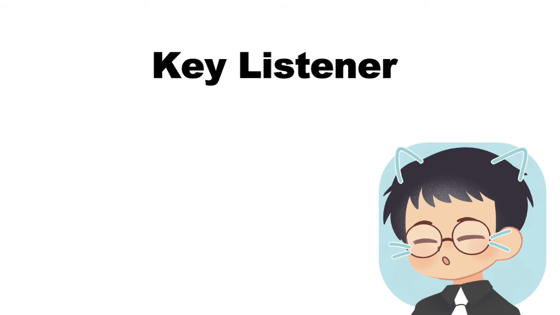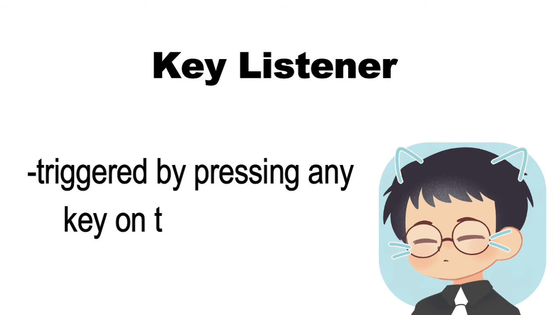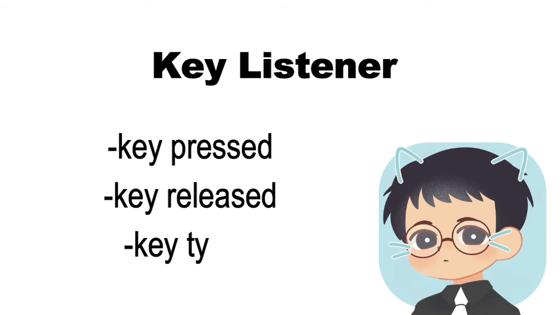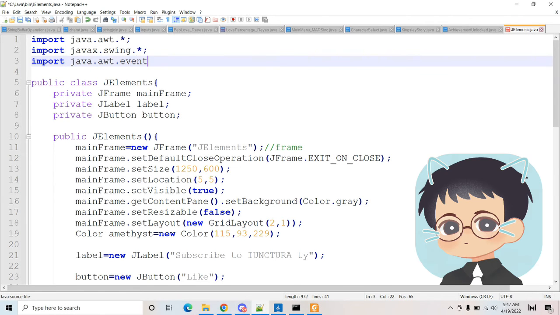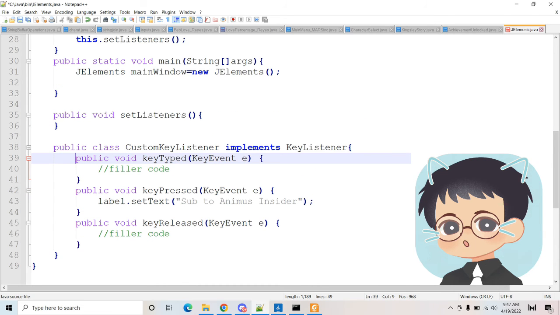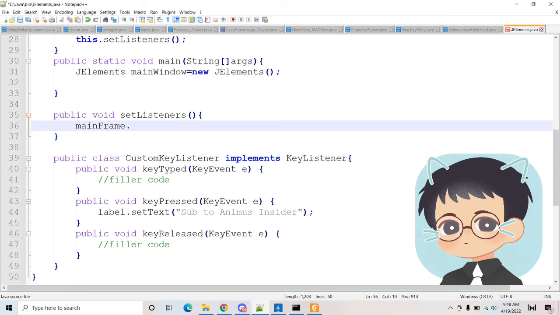The first type that we will go through is the key listeners. This can be triggered by pressing any key on the keyboard. There are three events within this listener: when the key is pressed, released, or typed. The format for all listeners will be like this. You need to type import java.awt.event.* at the top portion of your code. Then, you need to create a custom class for a key listener using this format. After that, you need to add it on either a text field or the window by using .addKeyListener.